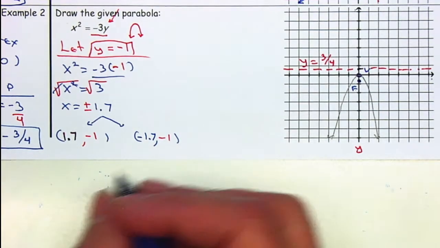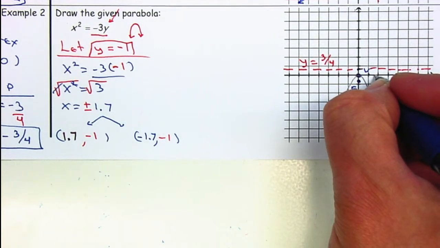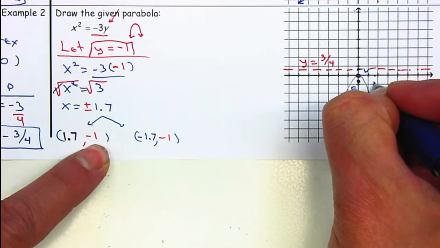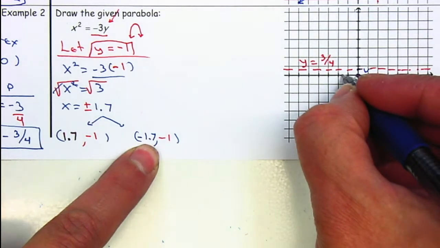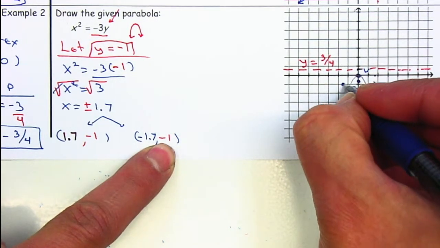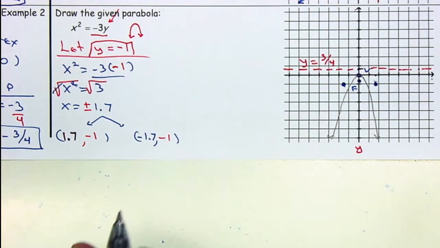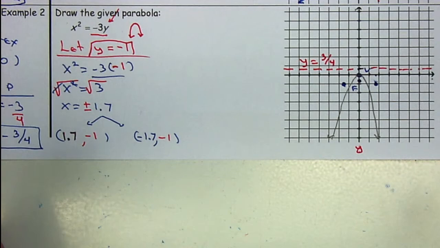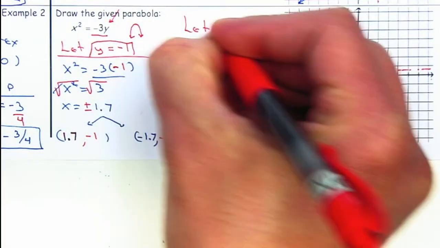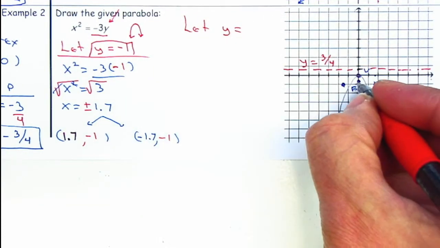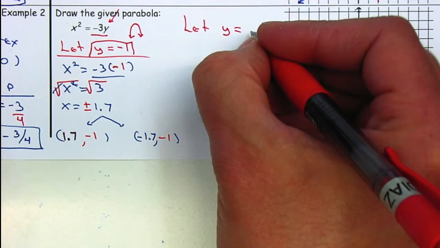And I'm going to go and plot both points. I'm going to go to the right 1.7 and then negative 1. Then negative 1.7 and negative 1. So that's my parabola. It's a little wider than I thought. I need to find another set of points. So I'm going to let y is equal to, I'm going to go down one more, negative 2. That will give me this point and this point.